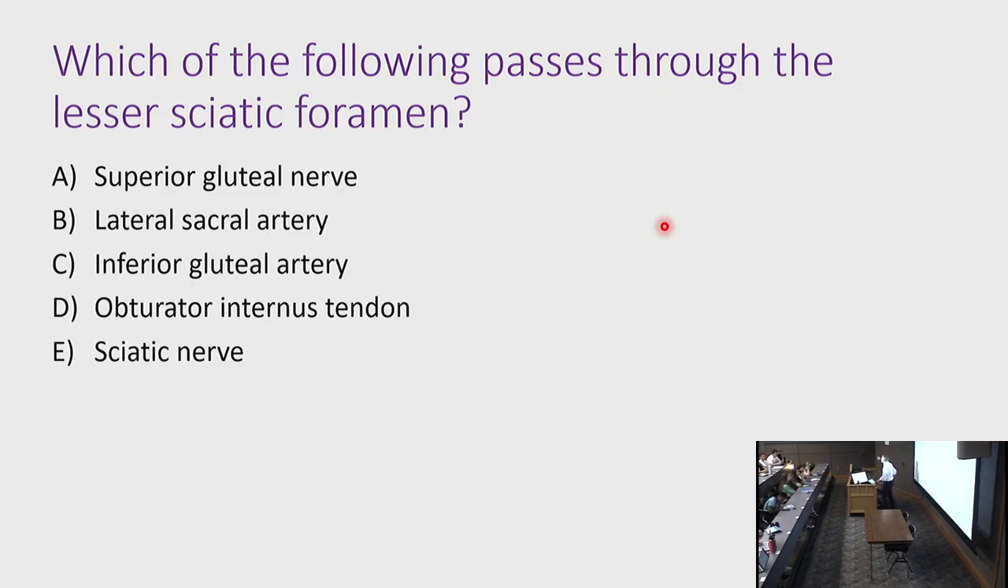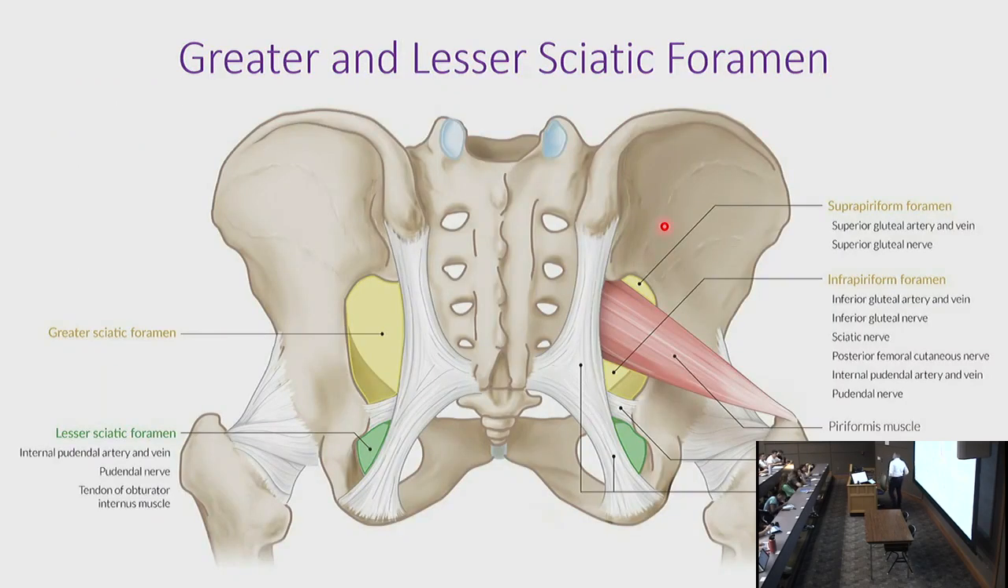Obturator internus tendon. Yes, right. The obturator internus tendon is passing through the lesser sciatic foramen, and then the sciatic nerve, that's passing through my greater sciatic foramen. So this image, I think, does a really great job of showing you the important structures that are passing through each one of the foramen, right? Muscles as well as other structures.